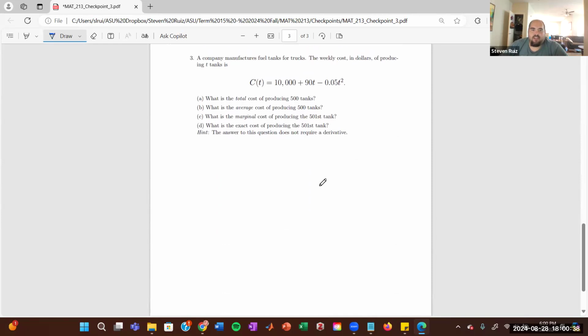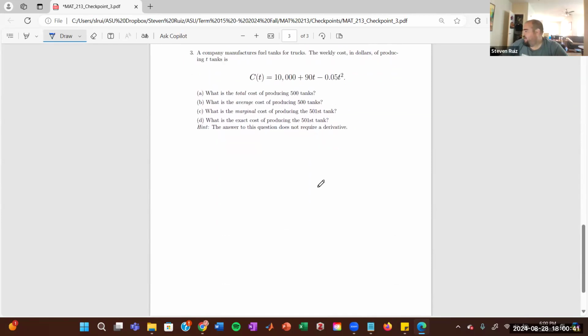So one way we can apply this idea of a derivative is through marginal cost. The function I'm giving you here is C of t. C stands for the total cost of making t fuel tanks. So t is the number of fuel tanks I'm producing in a week, and C of t is the total cost in dollars of doing that. So I've got a few questions to answer.